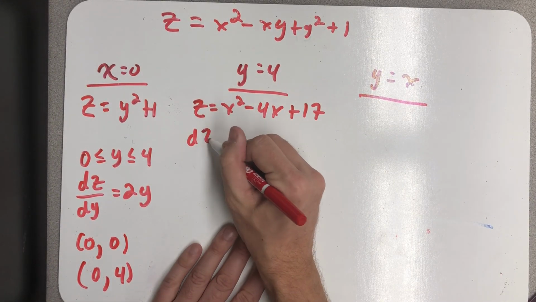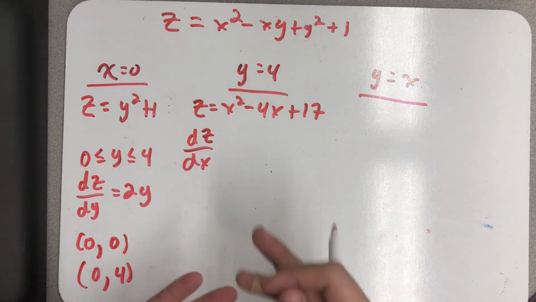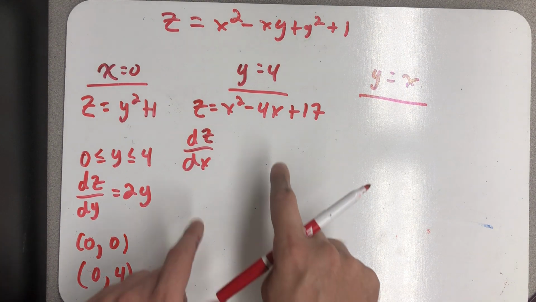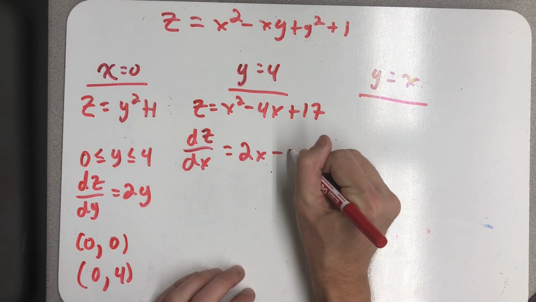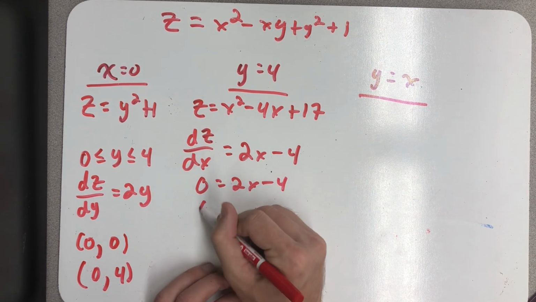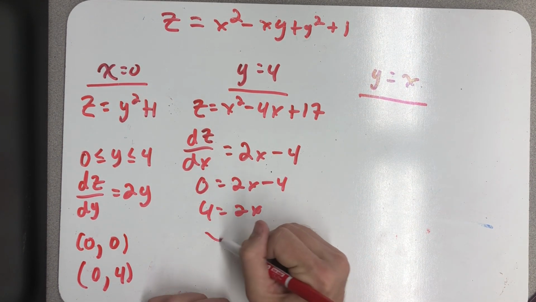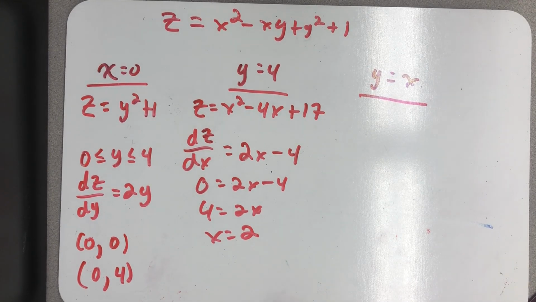So let's take a derivative. And again, now I'm just trapped in that plane. These are really partials, right? Because y is equal to 4, but I really am just thinking of a Calc 1 problem here. Set that equal to 0. The only critical point I have to worry about is where x equals 2.